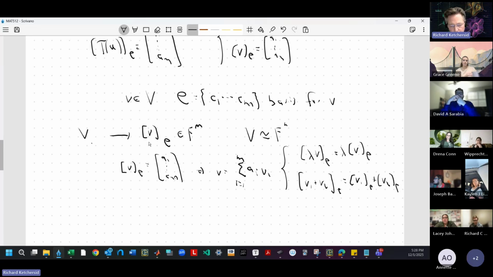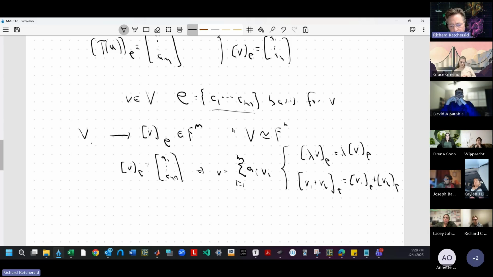Being one-to-one is because these are linearly independent, so the a_i are unique. That's something we learned about independent sets. Being onto is because they're both m-dimensional vector spaces. It's still using the basis. It's because everything is representable by some linear combination.